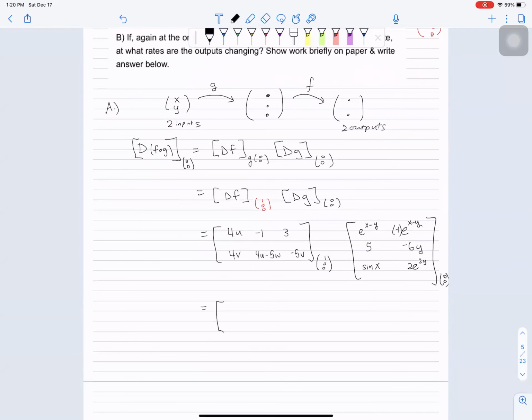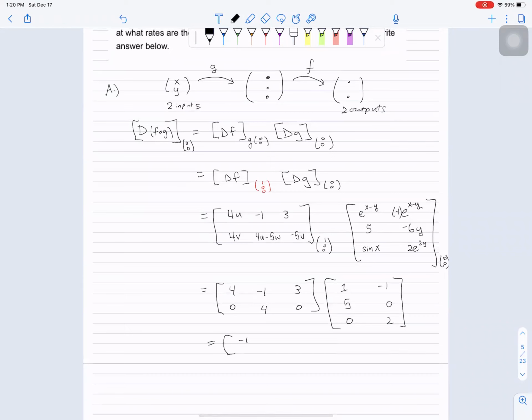So when I plug in these numbers, I get 4, -1, 3, 0, 4, 0. And over here, I have e to the 0 is 1, 5 sine of 0 is 0. I have a -1 here, 0, and 2. Okay, so I get that the derivative of my composition is this matrix here: -1, 2, 20, 0.